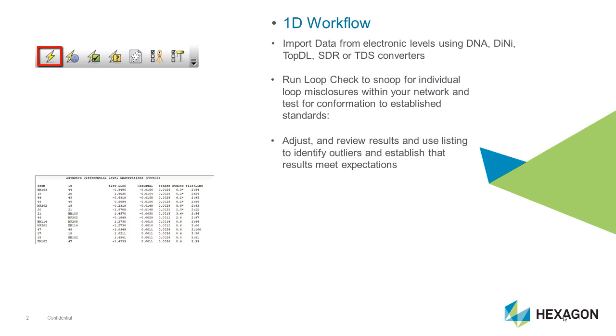When you adjust, you can review the results, and you can use the listing to identify outliers and satisfy yourself that the results have met expectations.